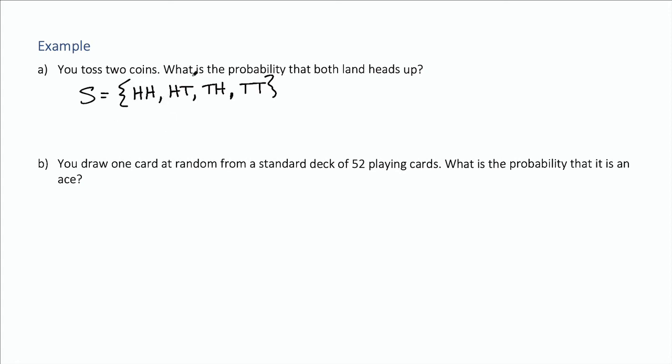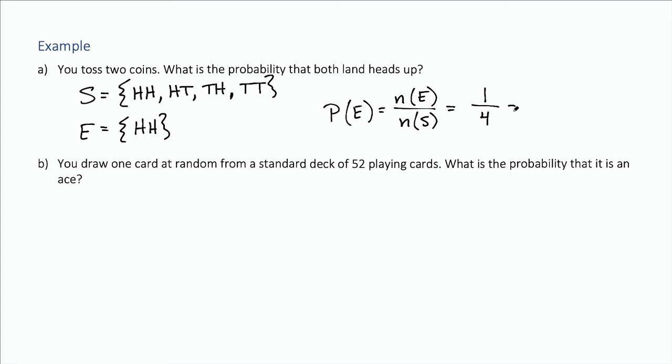Now the event, the probability that both land heads up, we'll call that E. The event E is simply HH. Both have to be heads up. So now for the probability of that event E, we look at the number of ways that event can occur divided by the number of outcomes in the sample space. Well, the number of things in that event, there's only one possible way that can occur, and the number of outcomes in the sample space is 4. So we get 1/4 or 0.25.